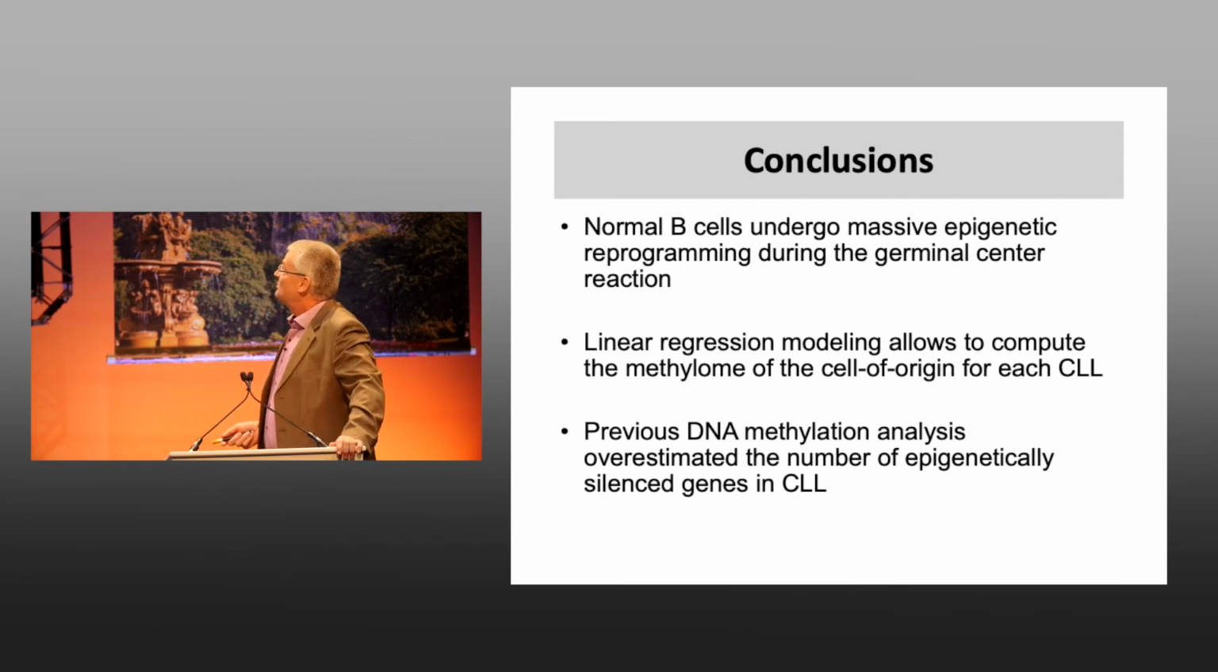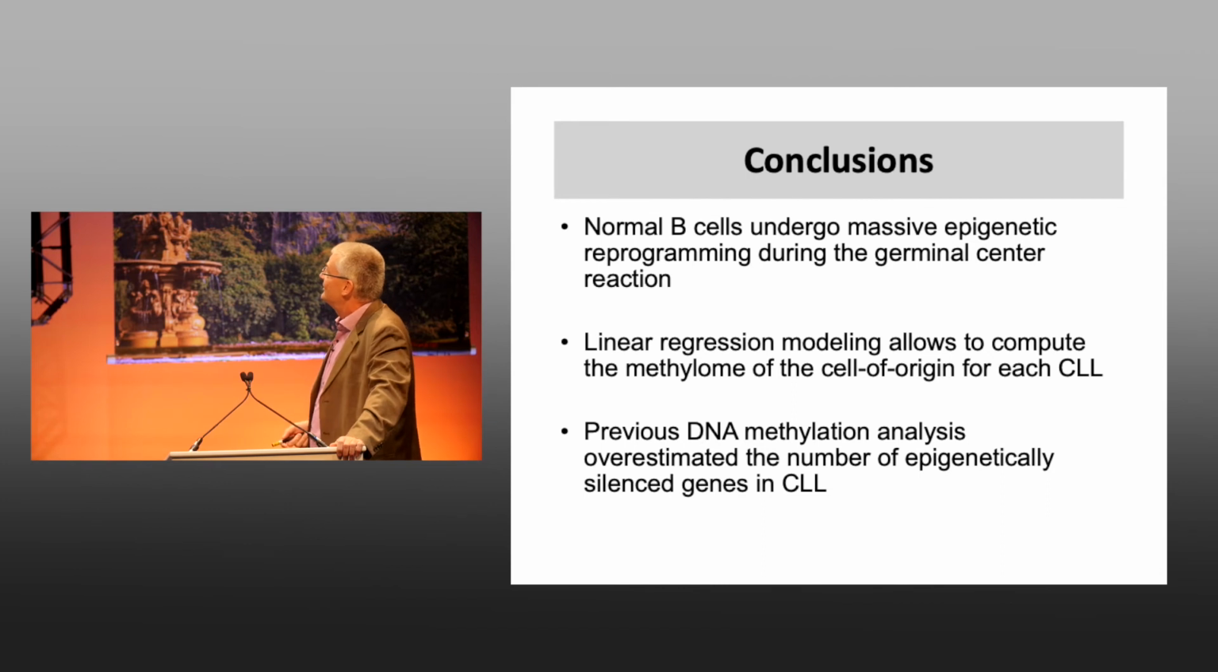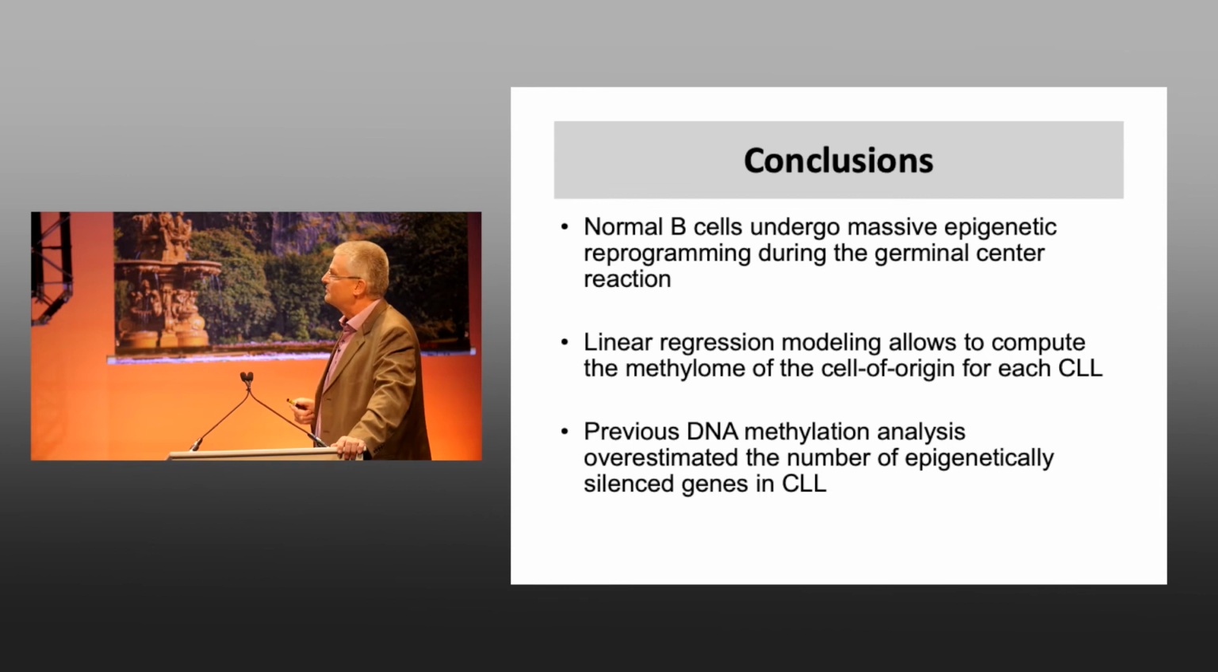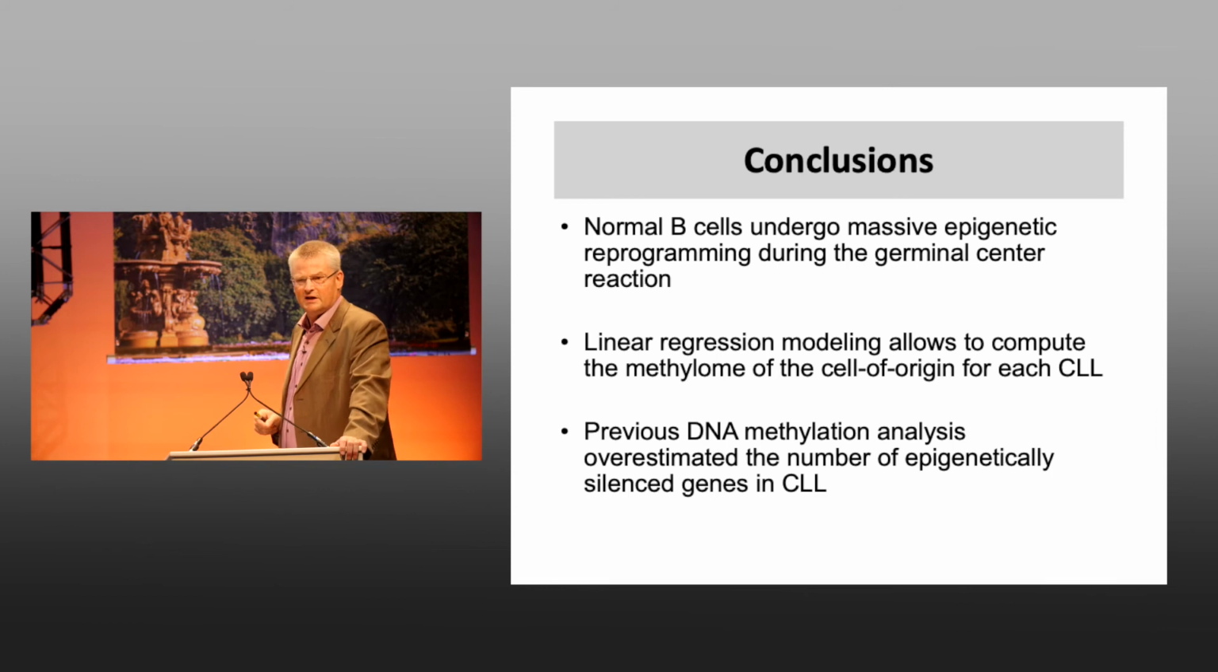So, conclusions. Normal B cells undergo massive epigenetic reprogramming during the germinal center reaction. I think I convinced you. This is data indicating that about 30% of the whole genome is changing on the epigenetic level. This is very much in line with what was published by the Blueprint Consortium. Iñaki Martin Zubero was heading this work, where they also showed drastic epigenetic alterations during normal B cell development.